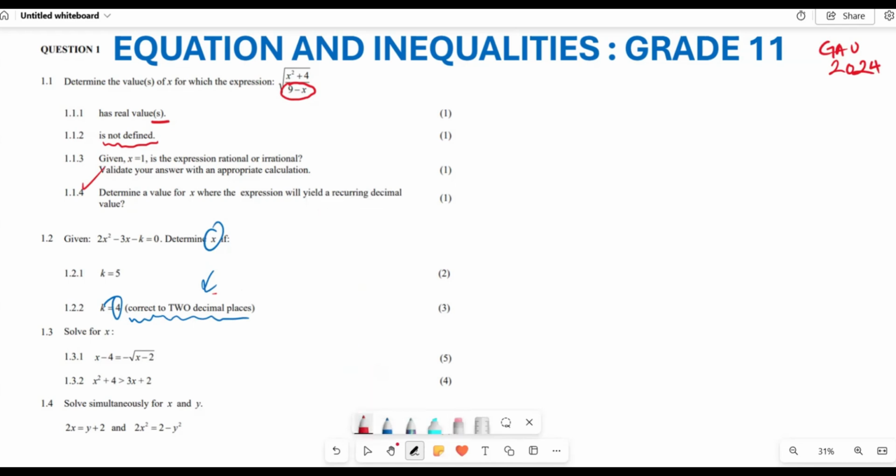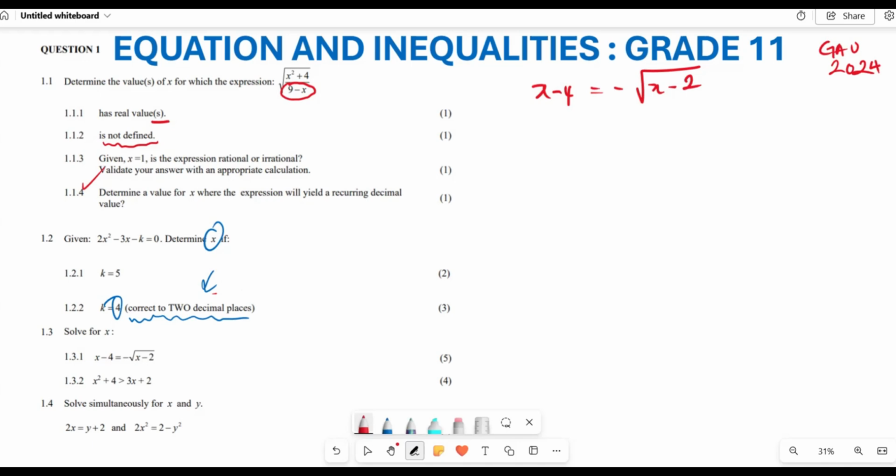Now let's look at your 1.3.1. Here you are having your x. This is solve for x. You're having the square root of x subtract 4 is equal to negative into x subtract 2. Are we fine? And how are we then going to work with this?